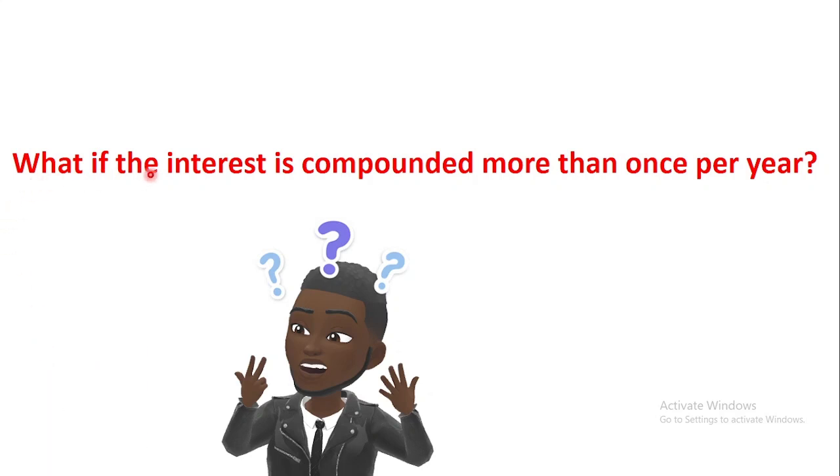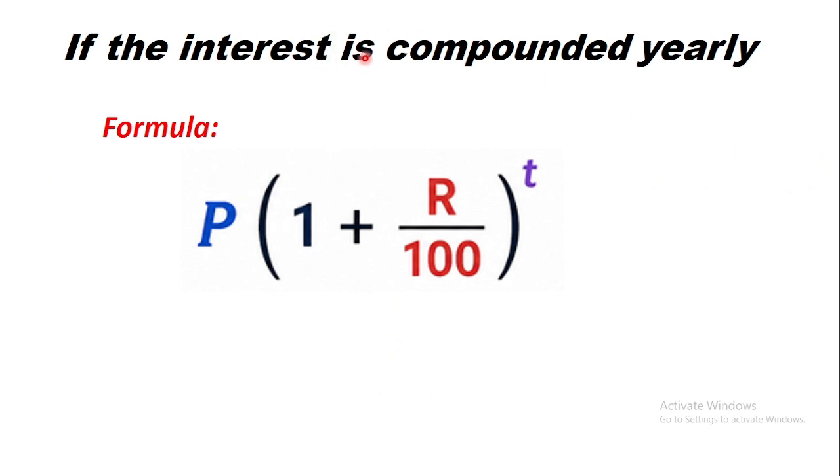What if the interest is compounded more than once per year? The formula that we have used before is for when the interest is compounded yearly. That means year after year, interest is compounded. Compounding means that your money keeps growing. But if your interest is being compounded yearly, then this is the formula that we'd use: P bracket 1 plus R over 100, raised to the T, right? So this formula right here is what we'll use if it's compounded yearly.